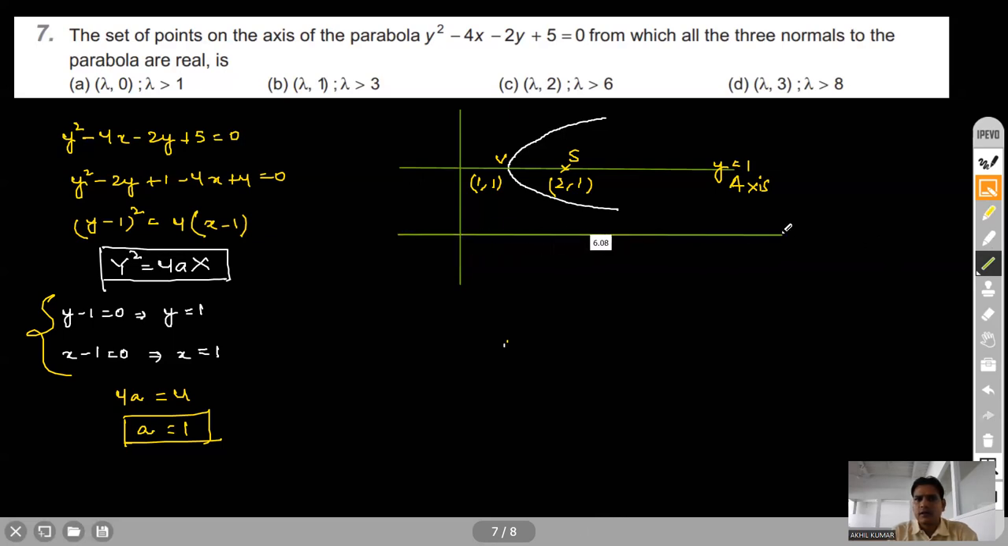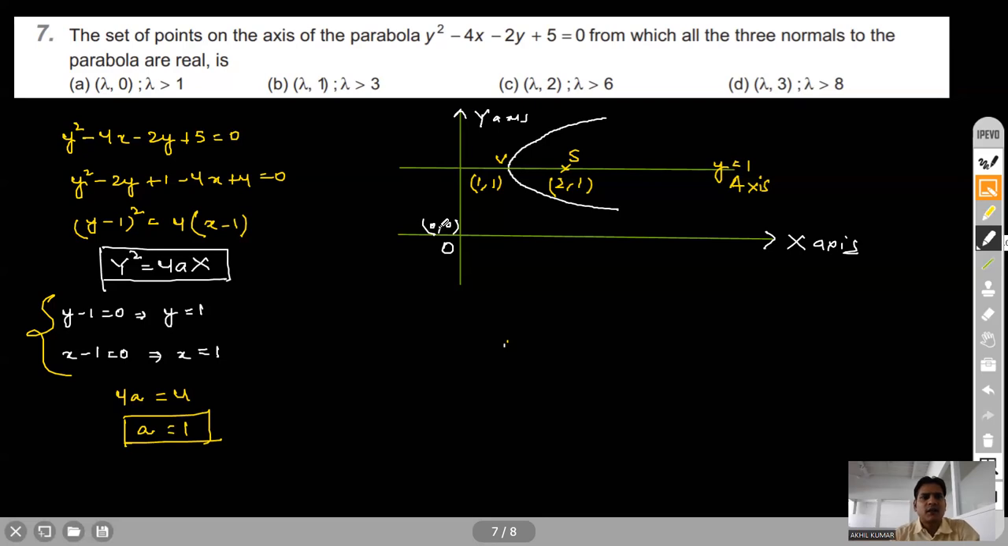So basically, this will be our x and y axis. This is our x axis, and this will be our y axis. And this is our origin, 0, 0. Okay, so we are done with the basic information. What we have been given, we have plotted all the things.